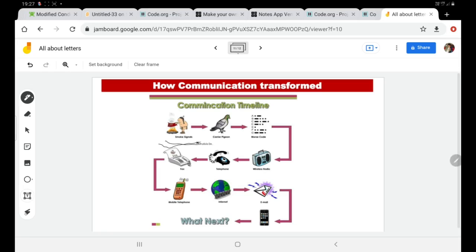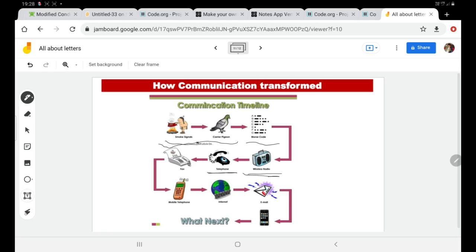Then came the pigeon. The pigeon carries the letter and gives it to the receiver. And then Morse code. Morse code is like a code, and we will send it, and we will know okay this one means this. And then came the wireless radio. As you know, there is a radio in all houses, but this is a wireless radio. It's like a radio only, but wireless.